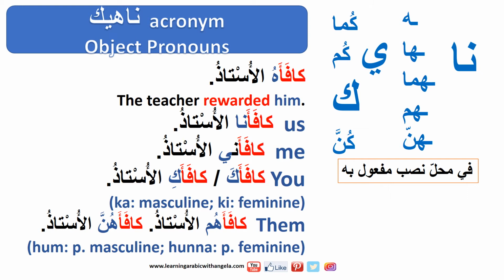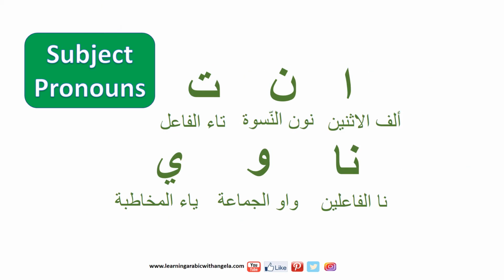And remember that all these pronouns in ناهيك are always in the accusative case, that is في محل نصب مفعول به. And now we move to the subject pronouns that can attach to a verb, and that is the alif, nun, ta, na, waw and ya. So ألف الاثنين, نون النسوة, تاء الفاعل, نا الفاعلين, واو الجماعة, وياء المخاطبة.